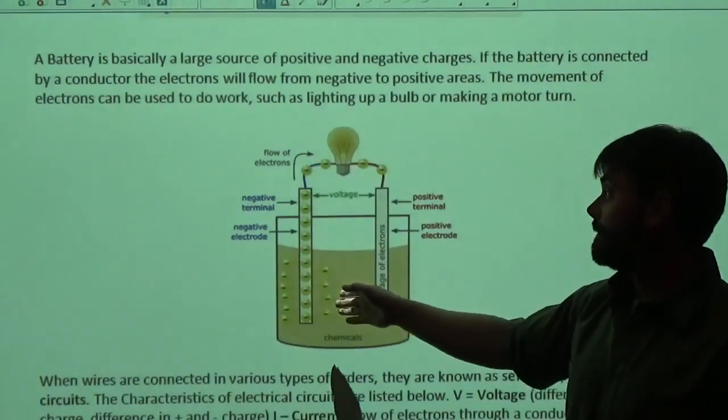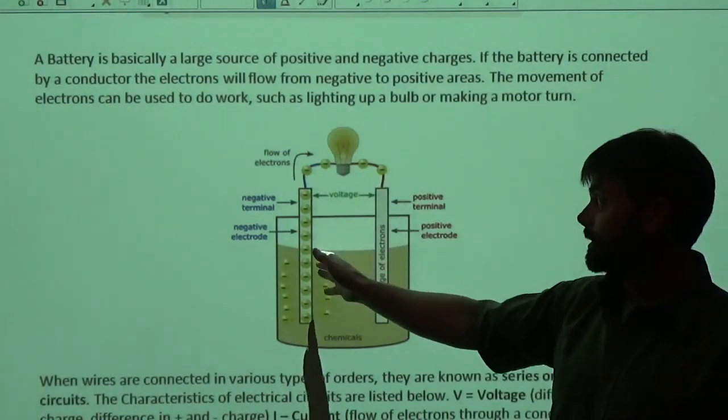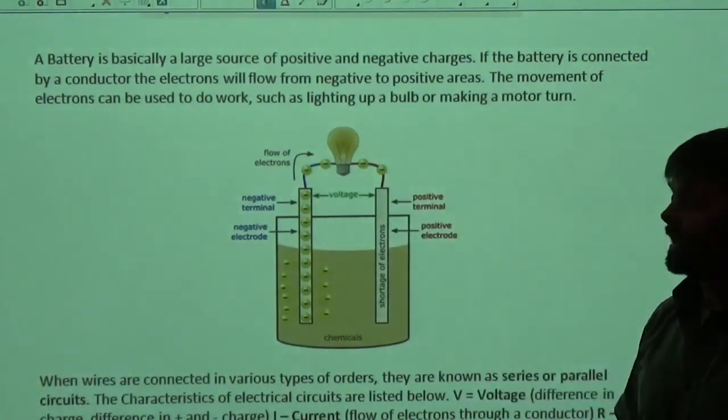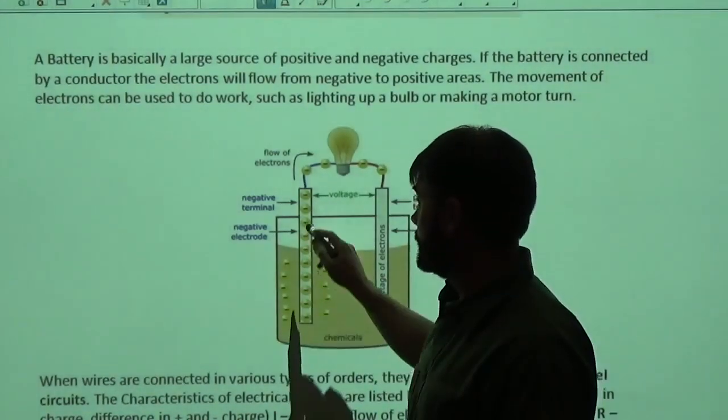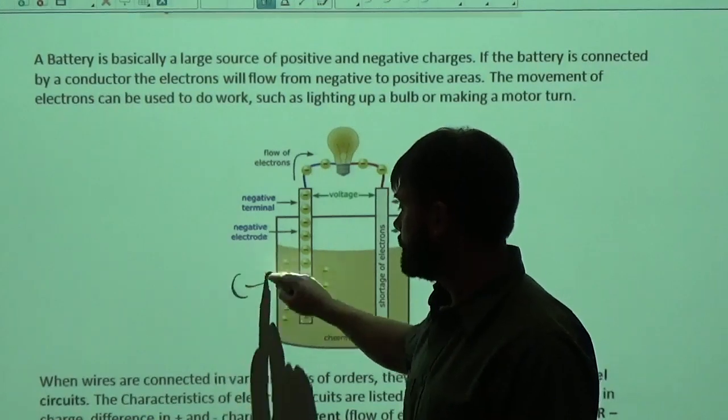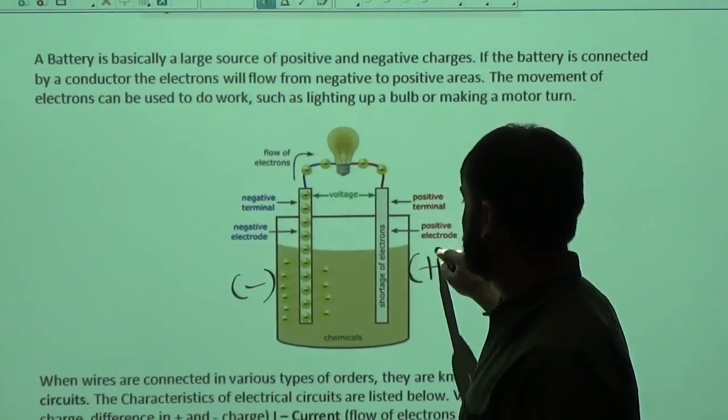So if you have something that has a bunch of electrons on one side, and on the other side it has something that doesn't have a lot of electrons and really wants them, we would say the one side of the battery is negative and the other side is positive.